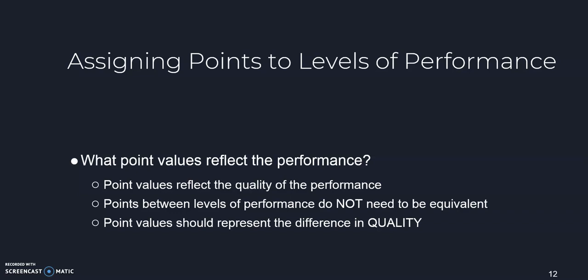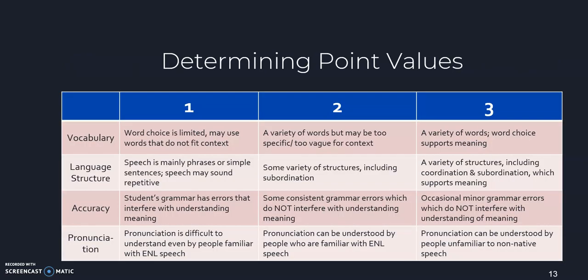So if one is meeting expectations, maybe that's worth 10 points, but approaching expectations, maybe you decide that's a 9 or an 8, but in progress might be lower, like a 6 or a 7. It doesn't have to be evenly spaced. The point values should represent the difference in quality in the descriptions.